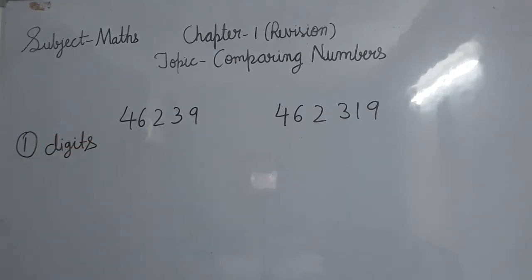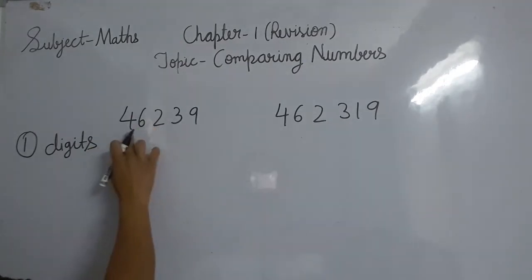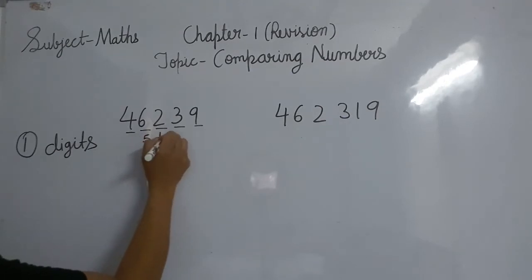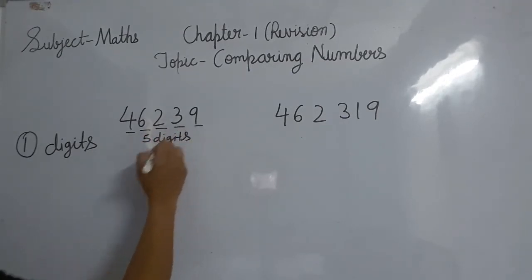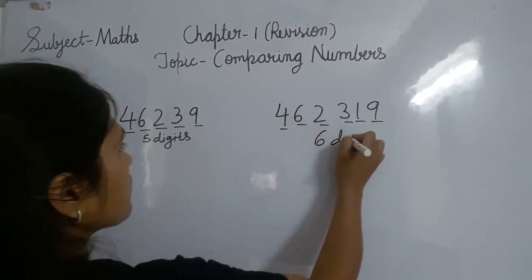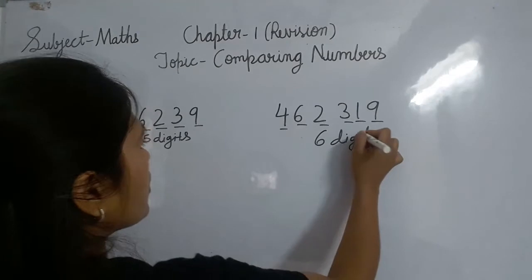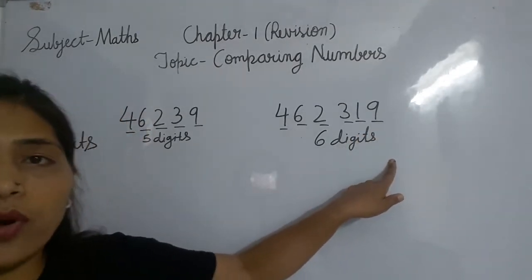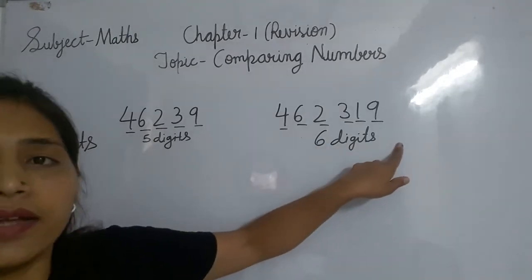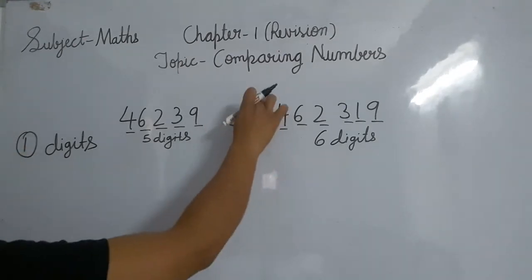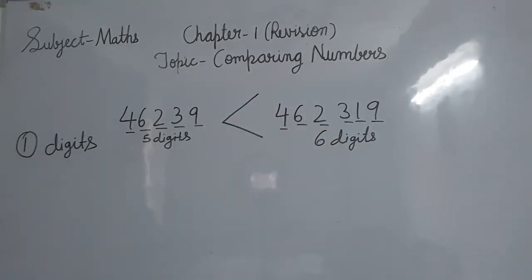Digits means we need to check the number's digits. How many digits are there? 1, 2, 3, 4, 5. 5 digits. And here 1, 2, 3, 4, 5, 6. 6 digits. So the number which has more digits is the greater number. So we'll put this sign here. We'll open the mouth towards this side. Yes. And what happens if the digits are also the same?